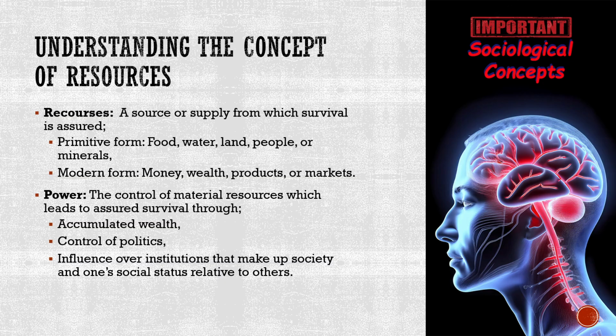but the way that we gain access to those resources that ensure our survival changes. Now, power, which is something that we're going to discuss throughout this semester, is the control of material resources, which leads to assured survival through the accumulation of wealth, control of politics, and influence over institutions that make up society and one's social status relative to others. So keep these issues in mind because they're going to play a part as we move forward throughout this semester.